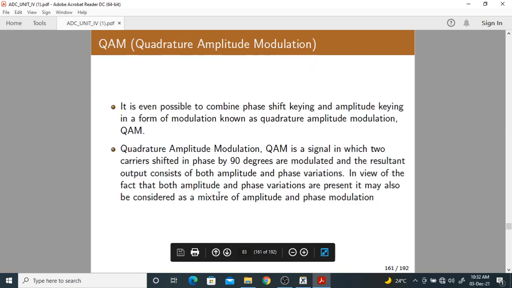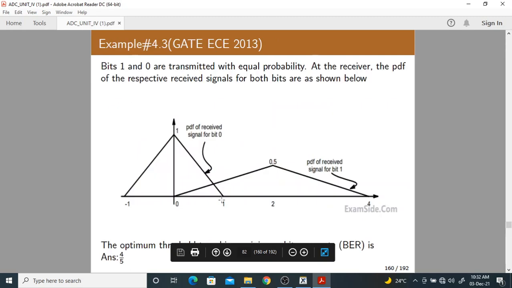The next problem I will show. Here is another problem with the same PDFs. Bits 1 and 0 are transmitted with equal probability. The PDFs of the respective received signals for both bits are shown below. The optimum threshold to achieve minimum bit error rate is? Now you have to find out the point of intersection.